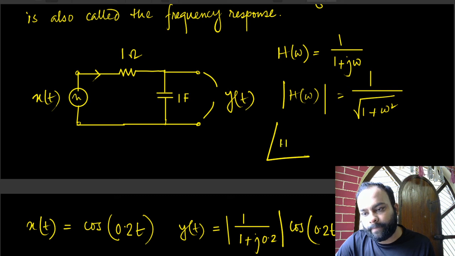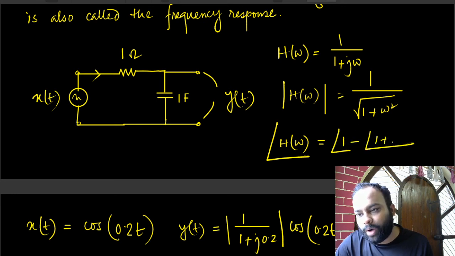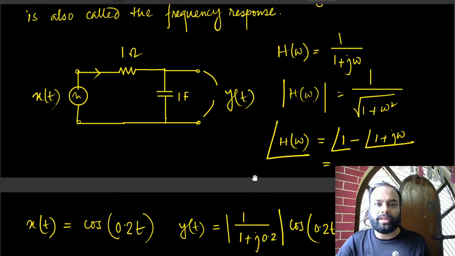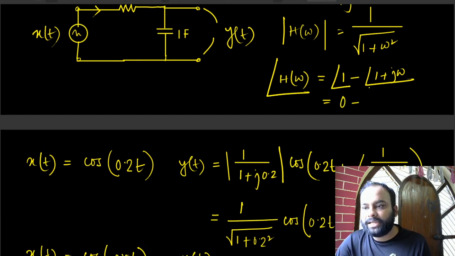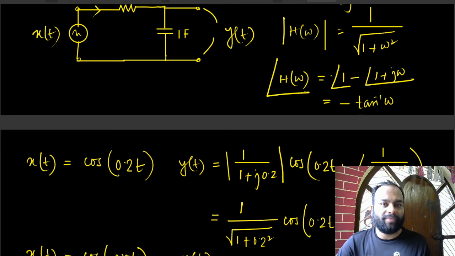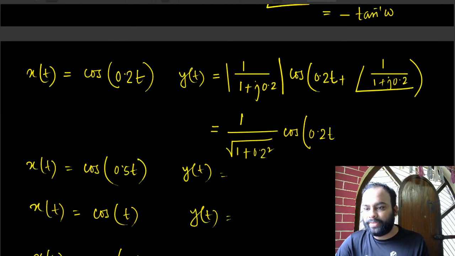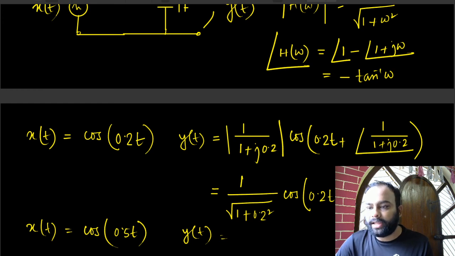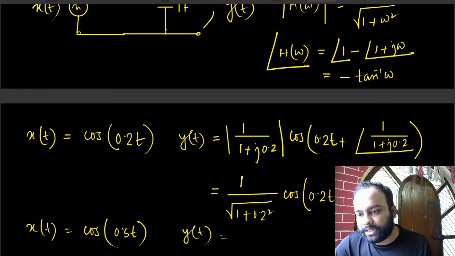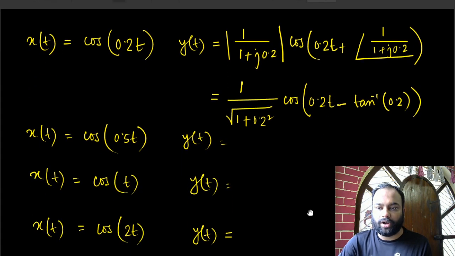And what is the angle here? That's going to be angle of 1 minus angle of 1 plus j omega. So angle of 1 is a positive real number, so that's 0 minus, and this is tan inverse omega by 1. So this is minus tan inverse omega, right? So here I have minus tan inverse 0.2. Do the calculation. That's the output voltage for that particular scenario.